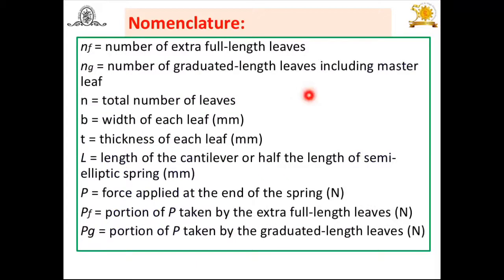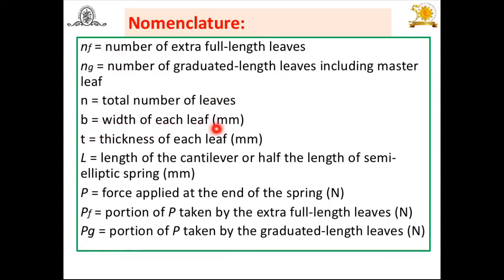Now nomenclature. To carry out its analysis, we have to use the nomenclature. NF means number of extra full length leaves. Here in the figure I have shown 2, but sometimes it may be more than 2. That's why NF, number of extra full length leaves. Then NG, number of graduated length leaves including the master leaf. Here the master leaf is at the top, the largest length leaf, that is 1, and below the extra full length leaves you will find graduated leaves, that you have to add, and you will get the number of graduated length leaves. Then N, total number of leaves, means NF plus NG.